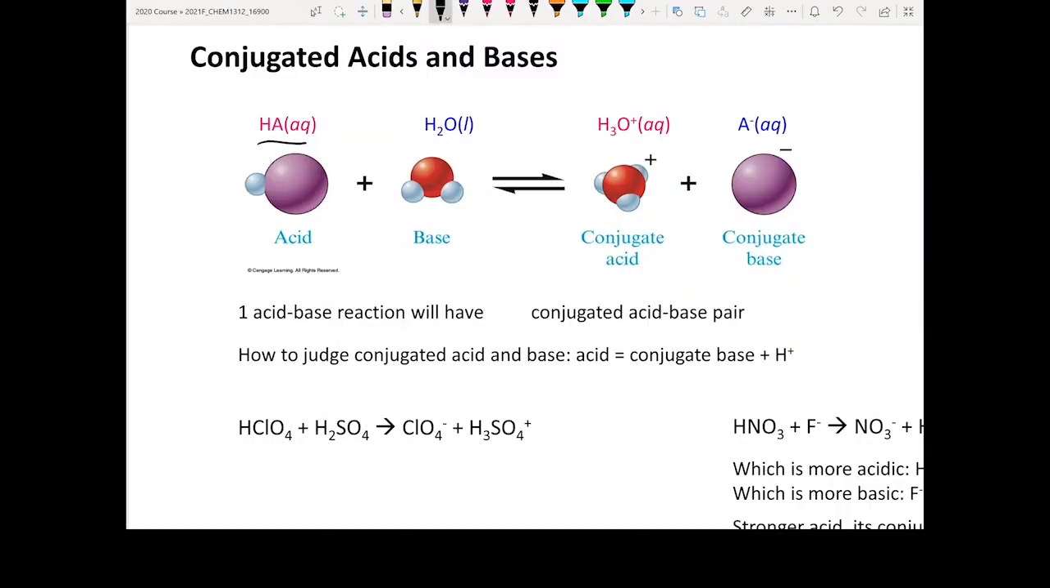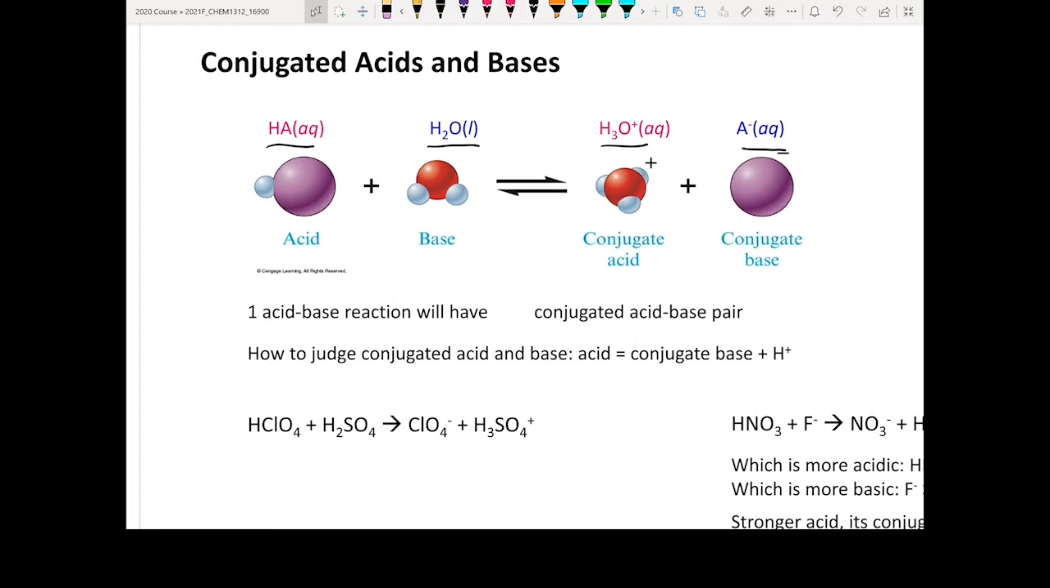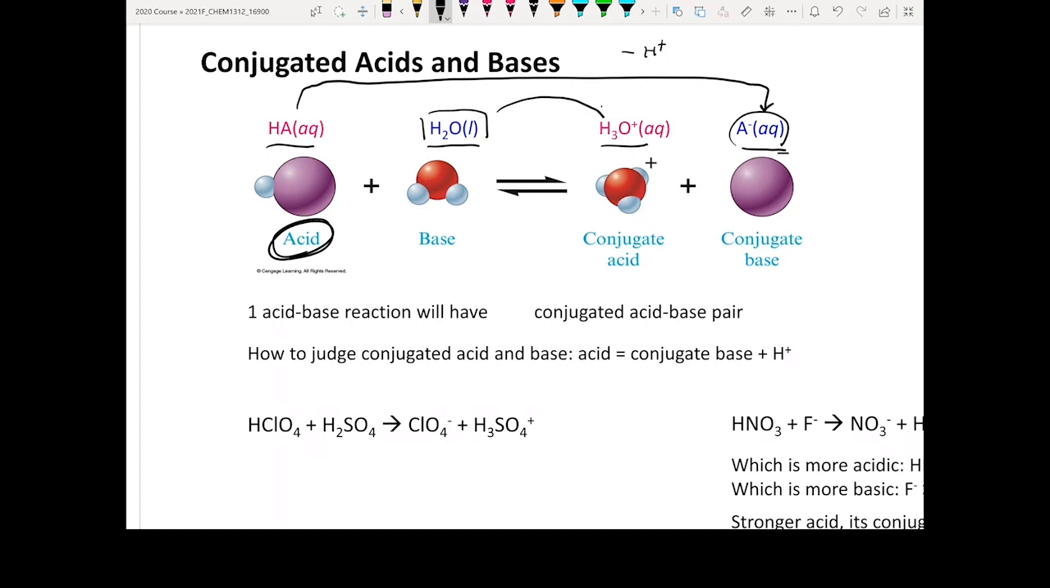Assuming that's the equation HA plus H2O gives you H3O plus and A minus. Based on the Brønsted-Lowry theory, you should be able to define what is acid and what is base. HA is just a common form that we use to represent the acid. After the reaction, you go from HA to A minus, right? So you lost a proton. Therefore, we know this one is the acid based on the theory. And for your H2O, when you go from here to here, you receive the proton. Therefore, this is the base.